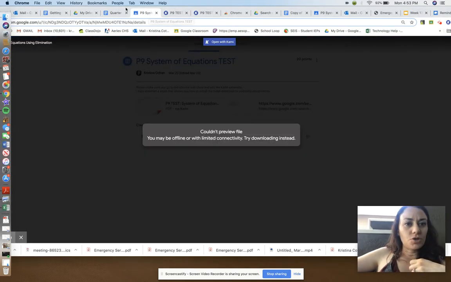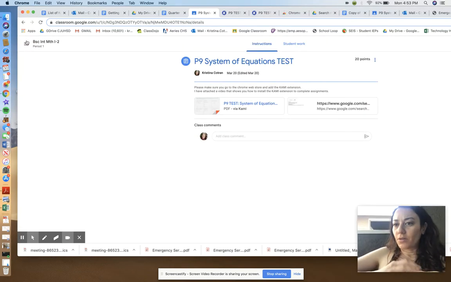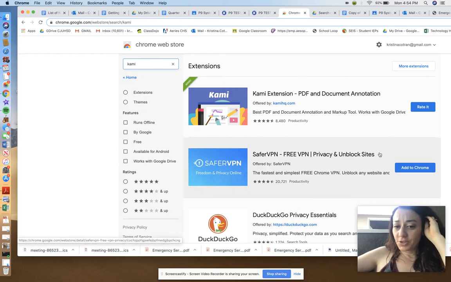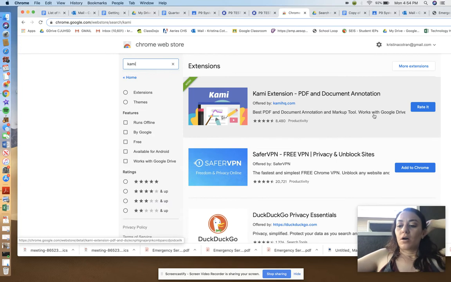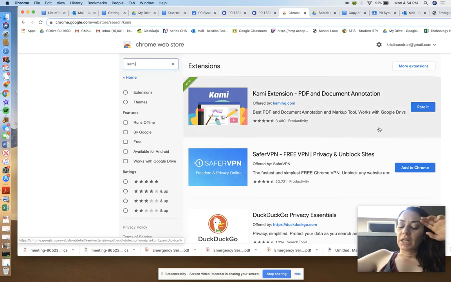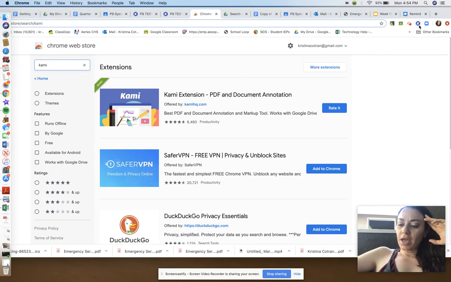I wanted to show you how to use Kami to write on the worksheets, the classwork, the tests. The very first step, obviously, is going to the Chrome Web Store and downloading or adding Kami to your Chrome extension bar. When you add it to Chrome, it will have this little circular K symbol. What Kami does is it allows you to write on PDFs and Word documents.